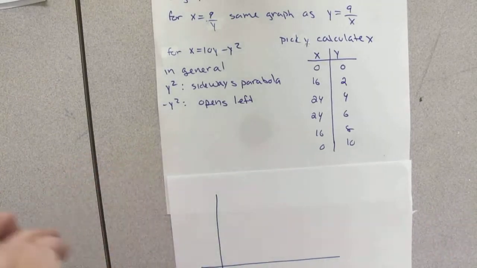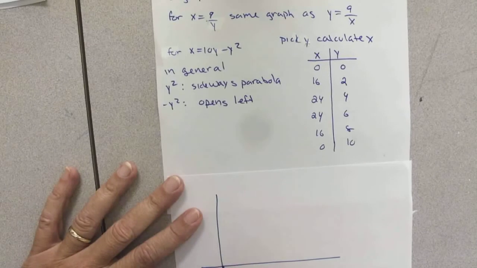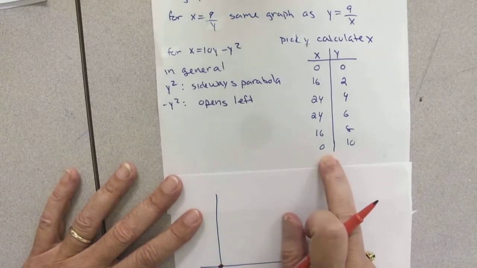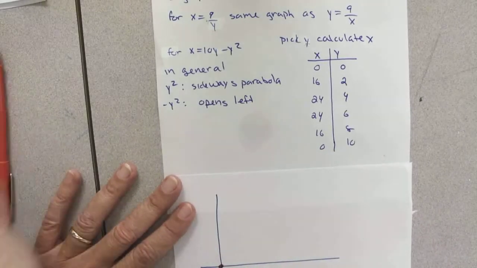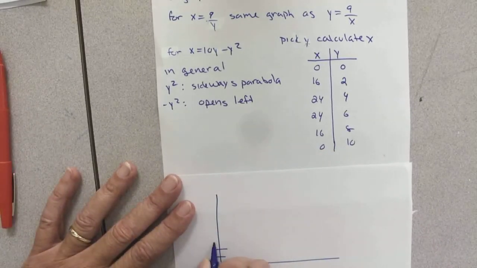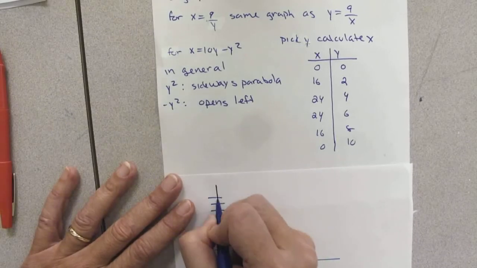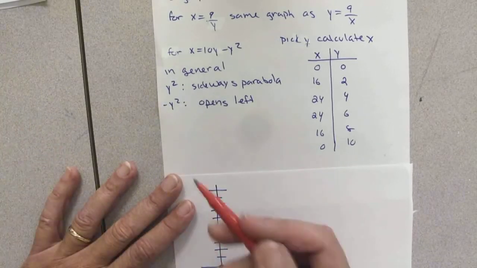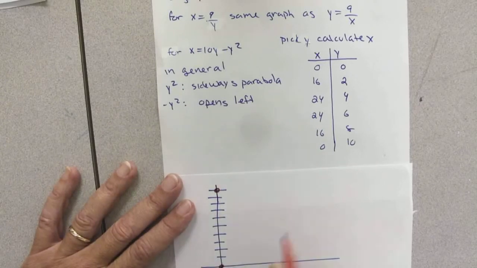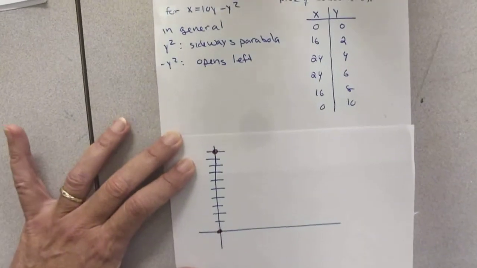Let's do the parabola in red. So I have the point (0, 0), and then I also have the point (0, 10): 1, 2, 3, 4, 5, 6, 7, 8, 9, 10. Then I have the points (0, 0) and (0, 10). Move that up a little bit.